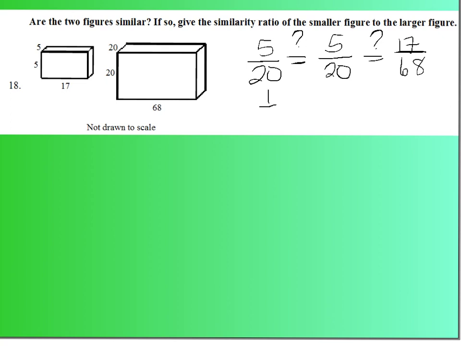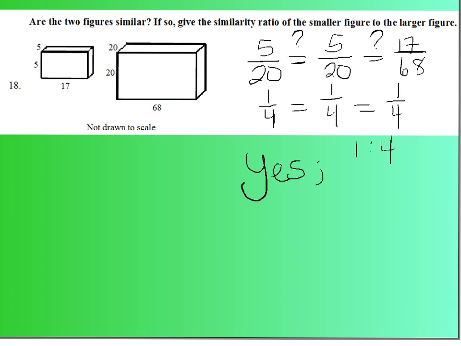So 5/20 reduces to 1/4. Again, 5/20 reduces to 1/4. And we get that by saying what divides evenly into both. So if we divide 5 by 5, we get 1. If we divide 20 by 5, we get 4. Lastly, 17/68. Well, they're both divisible by 17. 17 goes into 17 one time, and 17 goes into 68 4 times. So, yes, they are similar, and our similarity ratio is 1:4.